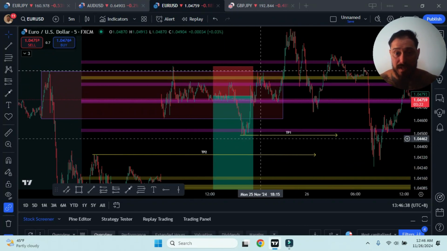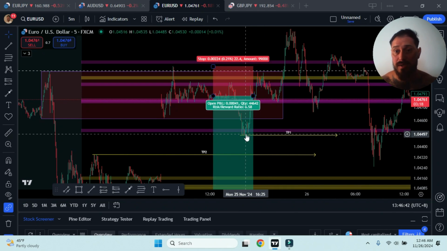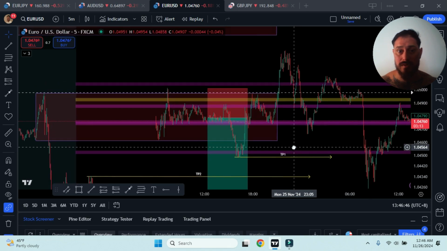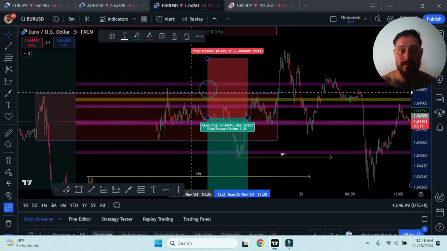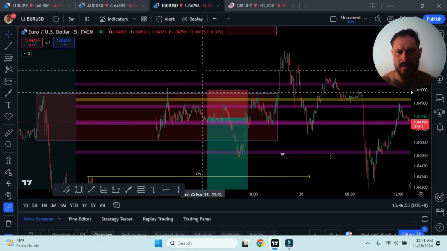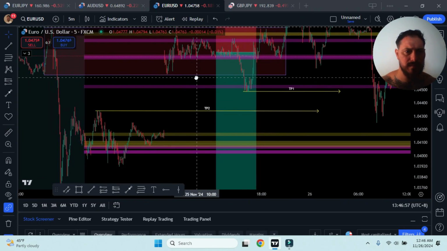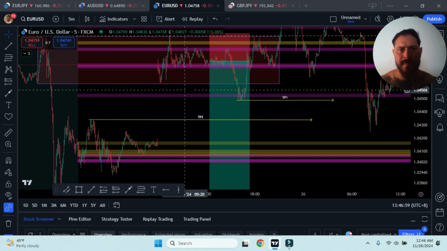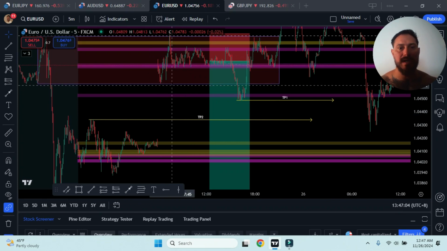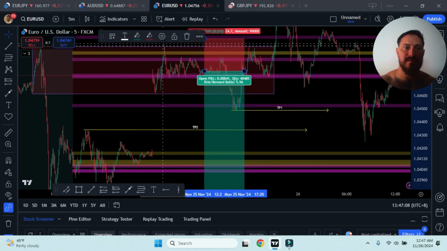This was my first entry, and this was my TP1. And I had a 1-to-1. No, this isn't what happened. I deleted it. On the 5 minute, I believe that I took profits on this break here. And that's what happened. I took profits on this break here, and my stop was above this area.